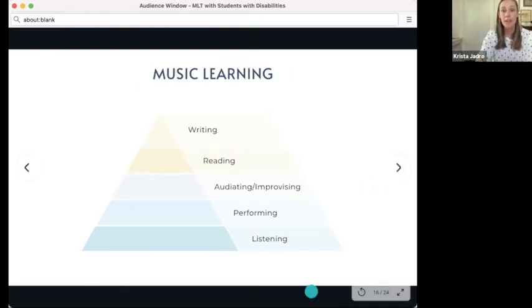So now let's look at music learning. Again, just like language learning, we have 5 vocabularies. We have listening, performing, auditing, improvising, reading, and writing. And in that performing vocabulary, we can think about singing, chanting, and even playing an instrument as well.